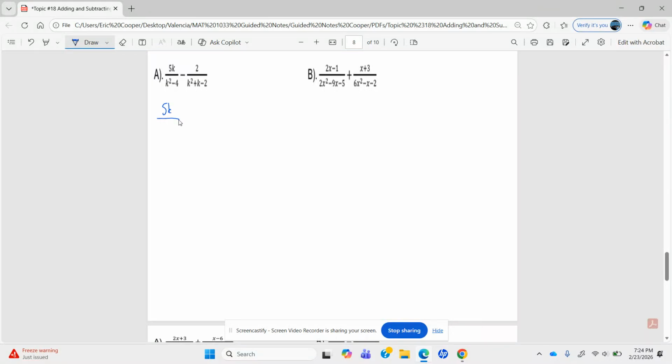For my first fraction, I know I could do a difference of squares here because it's two terms with a minus sign, and both of these I could take the square root of. This would become k plus 2 and k minus 2.